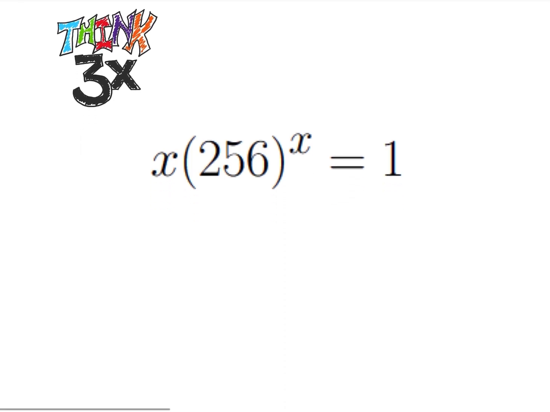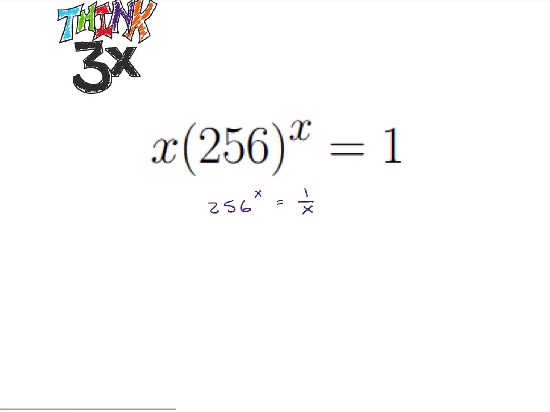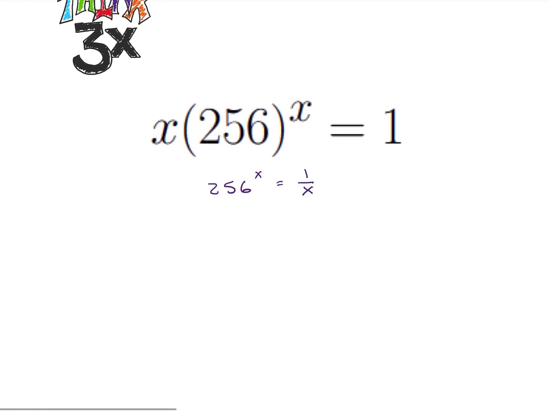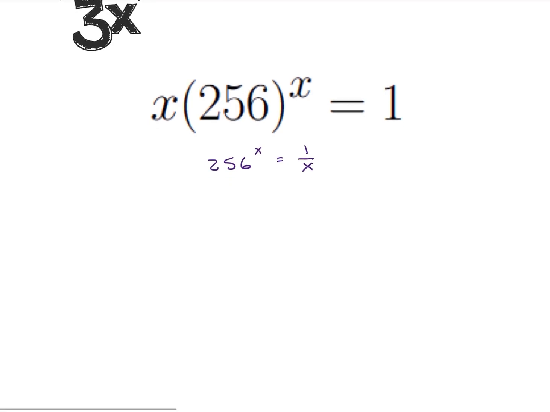As with most exponential problems, a trick that we like to use is using the log. So first, let's bring that x over to the other side to get 256 to the x is equal to 1 over x. We'll assume that x doesn't equal 0, because obviously that wouldn't work. Now let's take the natural log of both sides.